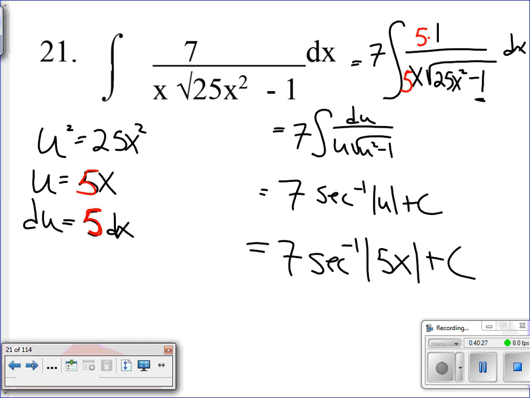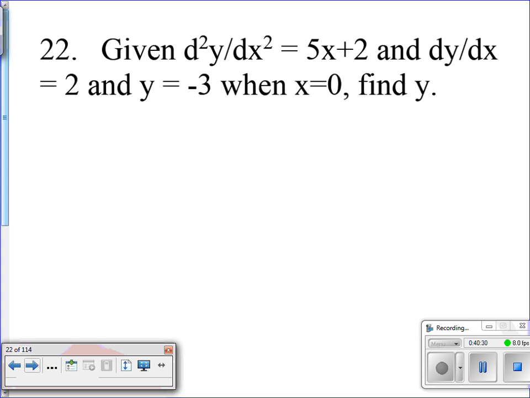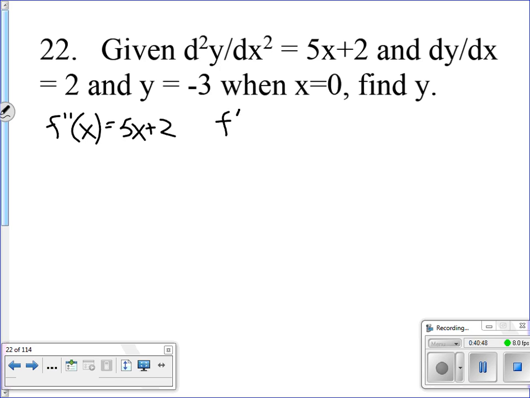Okay, 22. We're given the second derivative. The notation might have bothered people, so let me write it another way here. We're given the second derivative of the function, f double prime of x equals 5x plus 2. We're told the first derivative is equal to 2 when x equals 0, so f prime of 0 equals 2, and y equals negative 3 when x is 0, so f of 0 equals negative 3.